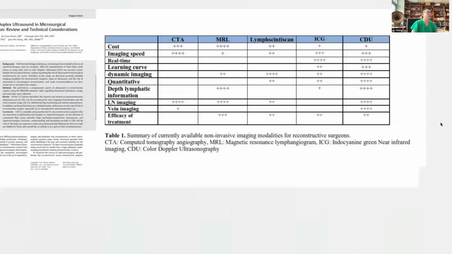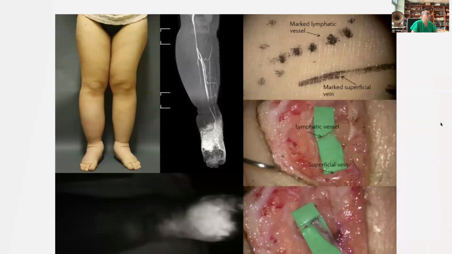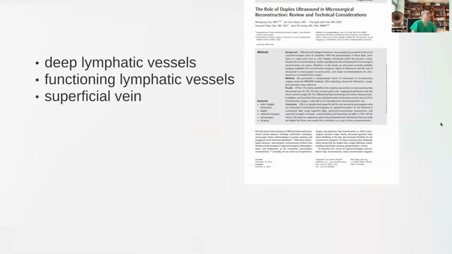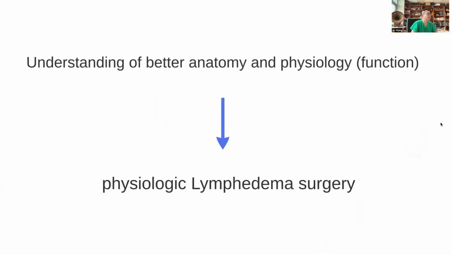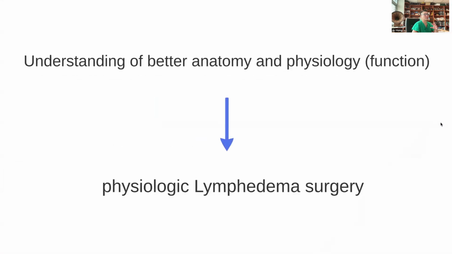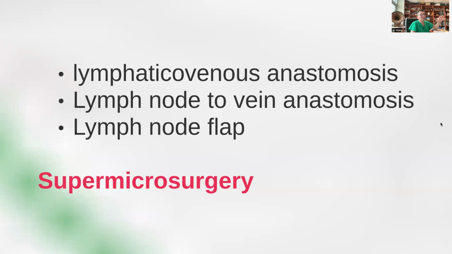So ultrasound in our mind is one of the best modalities to find these functional lymphatics along with the nearby vein, and allows us to do the lymphovenous anastomosis as shown. We've published multiple works. This new imaging allows us to find the functional lymphatics and ultimately provide a physiologic surgery to allow the flow by creating a shunt between the lymphatics and the vein, and allowing the accumulation of fluid to get better.